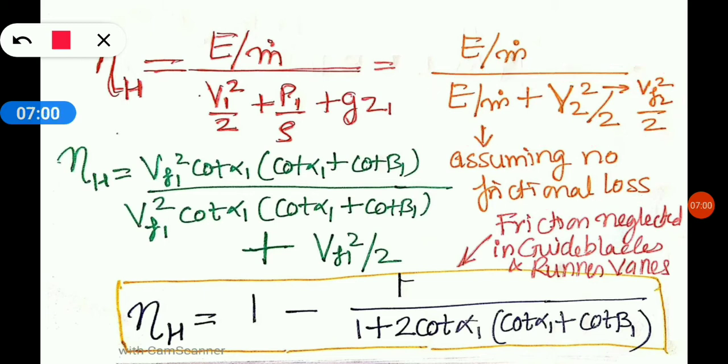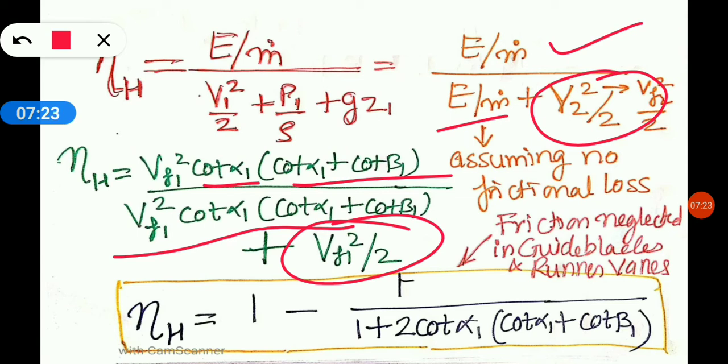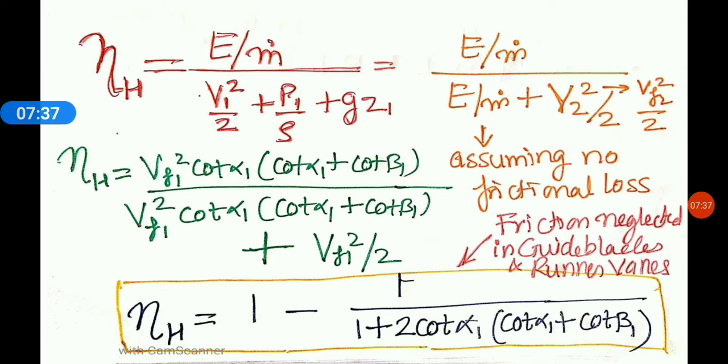Fine. So now what we'll do is we will put the values of E by m which we just got in terms of alpha 1 and beta 1. Just see, Vf1 square into cot alpha 1 into (cot alpha 1 plus cot beta 1). Then this E by m is again here, so that has been written here again. And then this is V2 square by 2, which can be written as Vf1 square by 2. Why? Because V2 and Vf2 are same and Vf2 and Vf1 are same. Fine. Here we are neglecting friction. Fine, that we have to keep in mind. Friction is neglected in guide blades and runner blades.